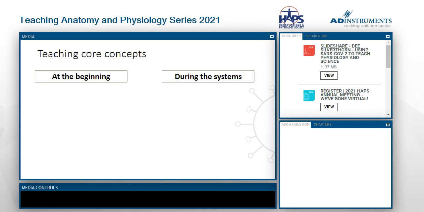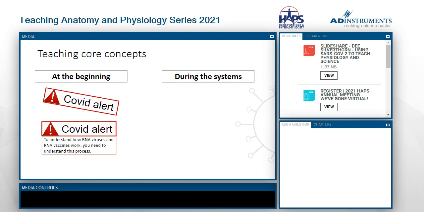With the core concepts, I like to start at the beginning of the semester when we're doing cell phys and membrane processes, membrane transport and such. And so for my students, I developed a little icon that gives them an idea that this is something that they need to understand, this basic process, in order to understand the coronavirus and COVID-19. And here's an example of one from a slide. We were talking about RNA and translation, and it says, hey, to understand how the RNA viruses and vaccines work, you need to understand this process. So trying to give them a heads up at the beginning.